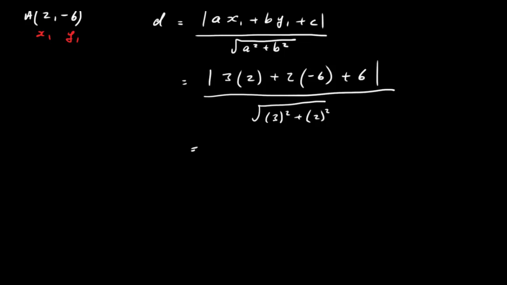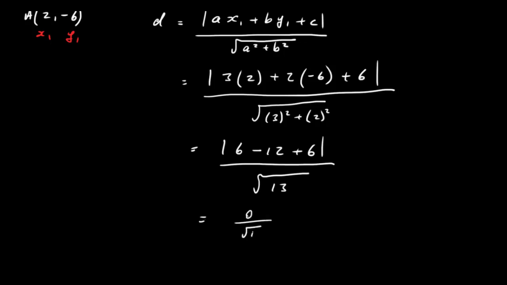So let's see, we have the modulus of 2 times 3, 6, minus 12 plus 6. That's going to be all over the square root of 3 squared, 9, plus 4, that's 13. So on the top we end up with 6 plus 6, which is 12. 12 minus 12 is 0, and the modulus of 0 is 0. So we end up with the square root of 13 on the bottom and 0 on the top. So that's just 0.